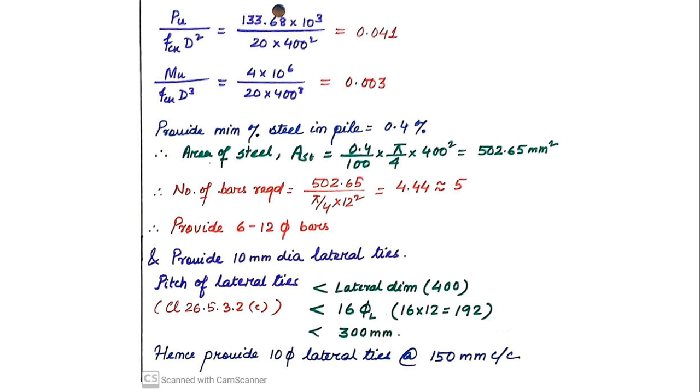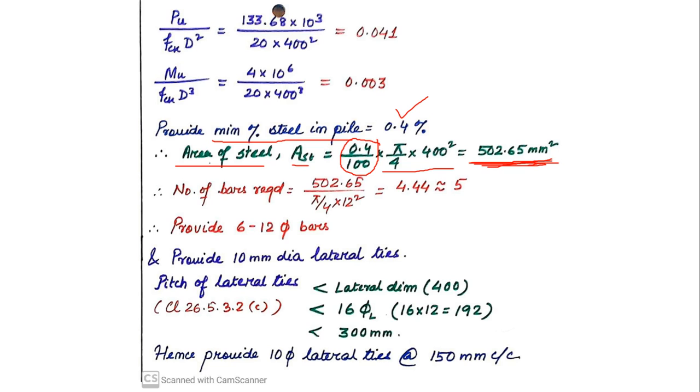So what we will be doing is we will be providing the minimum percentage of steel required in the pile. Minimum percentage of steel required in a pile is 0.4% of the total gross area. So the area of steel, AST, will be 0.4% of the total area. Total area is pi by 4 multiplied by 400 square. So this will give you 502.65 millimeter square. That is the area of steel required in my pile.